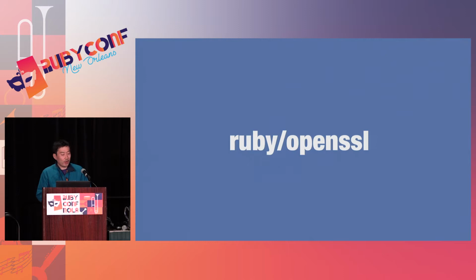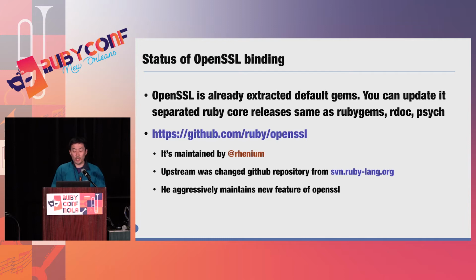Here are some typical examples of default gems. One is Ruby/OpenSSL. The OpenSSL gem is the most successful example of default gems. OpenSSL initially started as a standard library. In June 2017, this year, its upstream was changed to GitHub from the Ruby repository and became independent from the Ruby language release cycle.